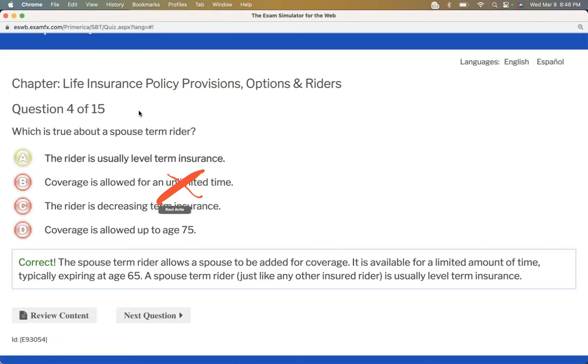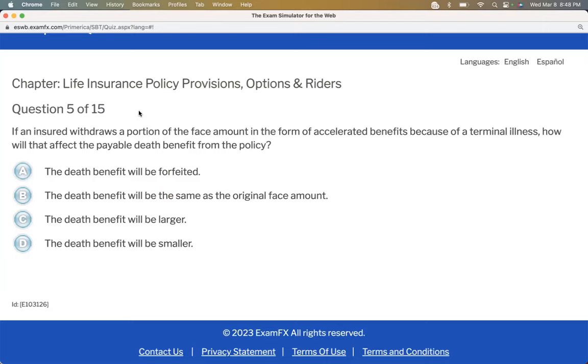If an insurer withdraws a portion of the face amount in the form of accelerated benefits, by the way, this stuff is on the test in every state of the United States, just in case you're wondering on the replay. If an insurer withdraws a portion of the face amount in the form of accelerated benefits because of terminal illness, how will that affect the payable death benefit from the policy? Oh, we went through this already. This is a repeat.